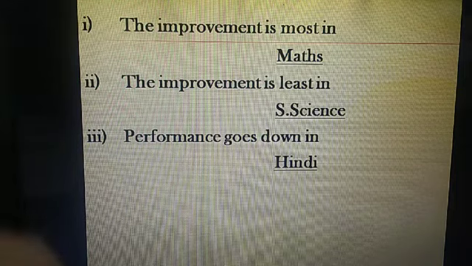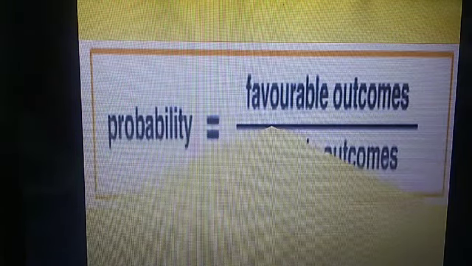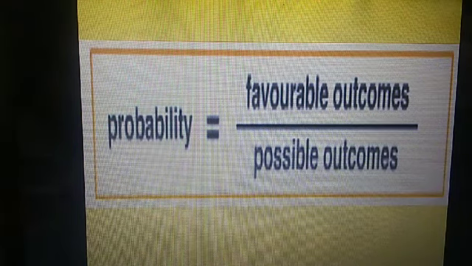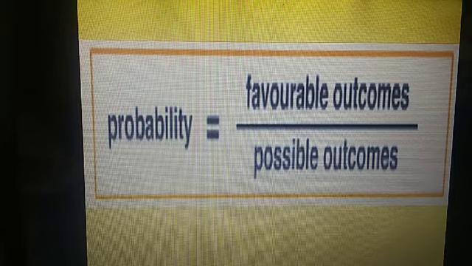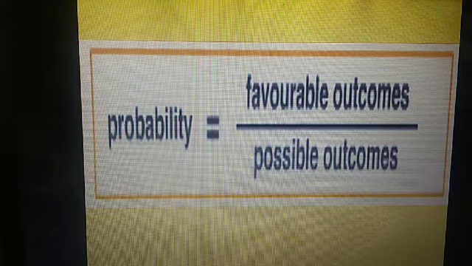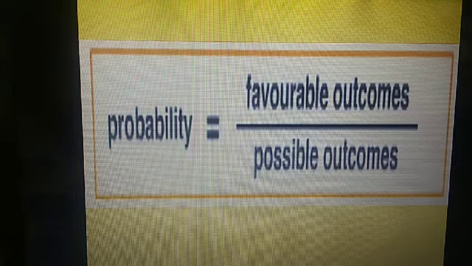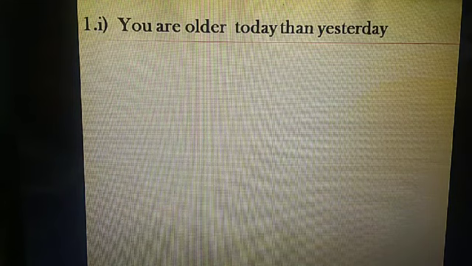Now once the graph is over, you will move to the next new topic and that is probability. Probability means favorable outcomes upon possible outcomes. Favorable outcomes means the outcome that you need. Possible outcomes means the outcomes that might come when the particular condition is there. Now see how. For that, you will solve exercise 3.4, question number 1.